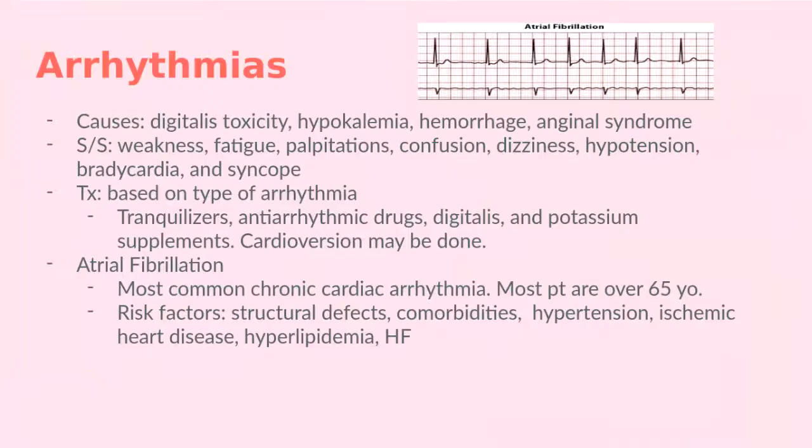And finally, the last condition I'll be talking about is arrhythmias. The causes are digitalis toxicity, hypokalemia, hemorrhage, and Geno syndrome. Digitalis toxicity is the most common cause, and some signs and symptoms include weakness, fatigue, and palpitations. Treatment is based on the type of arrhythmia. It can be tranquilizers, antiarrhythmic drugs, or digitalis, all based on which type of arrhythmia you have.